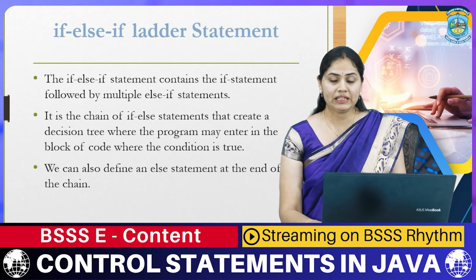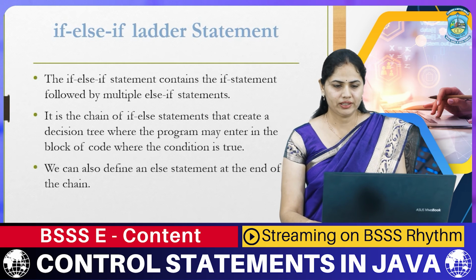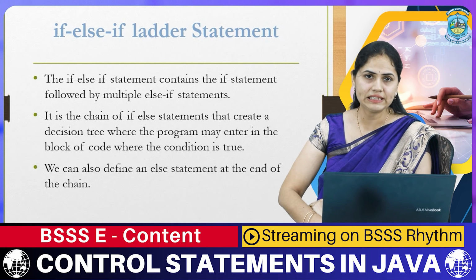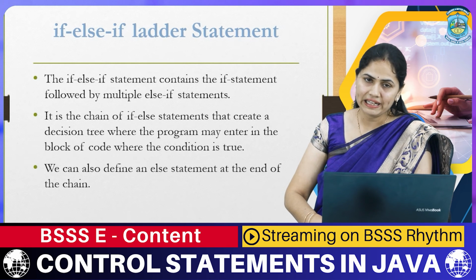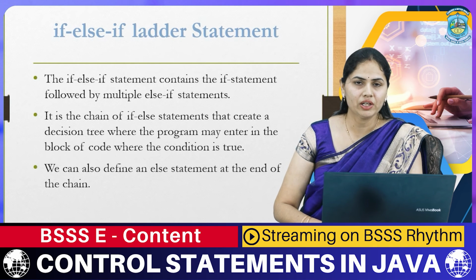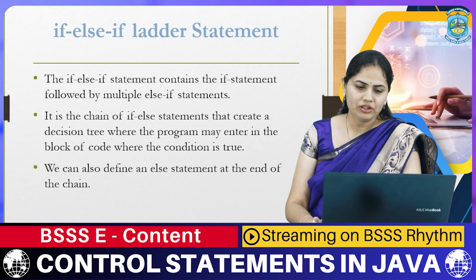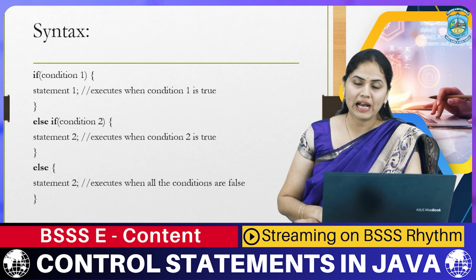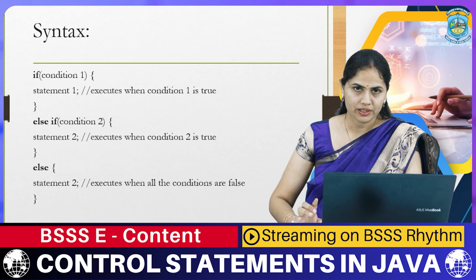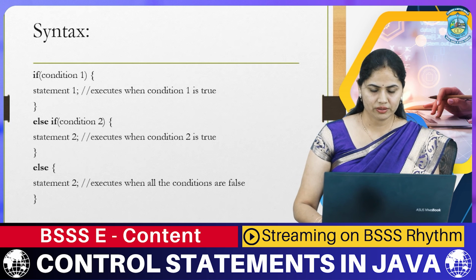The if else if statement contains an if statement followed by multiple else if statements. It is simply a chain of if else statements that creates a decision tree where the program may enter the block of code where the condition is true or not. We can also define an else statement at the end of the chain. Here we will simply see the syntax of the if and else if condition. If, then you will specify the condition. If the condition is true, it will execute the first condition.